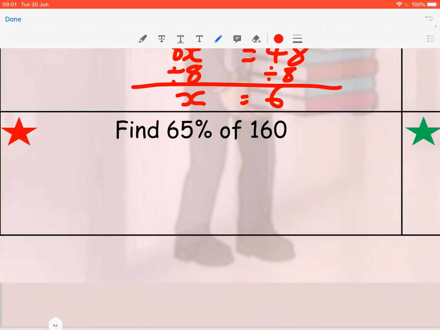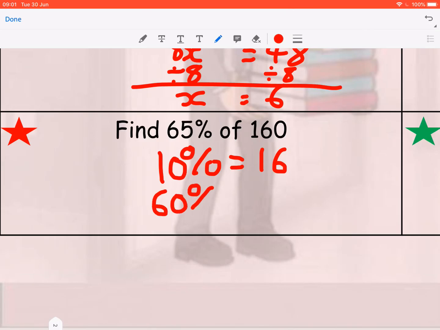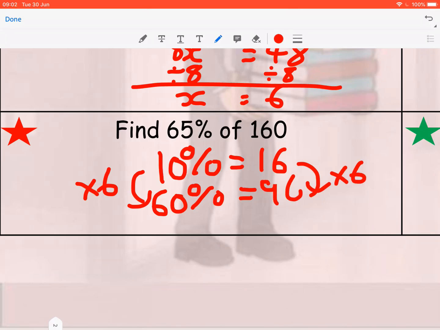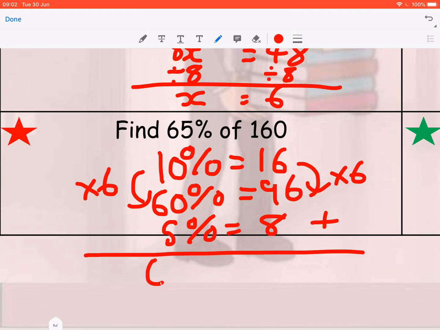65% of 160, always find 10% first. To find 10%, you just got to divide by 10. 160 divided by 10 is 16. Then I want 65%, so I'm going to get 60% first. And then I'm going to calculate 5% and add it on. 10% to 60%, I've got to times by 6. So I do that to both sides. 16 times by 6 is 96. 5% is half of 10%, so 5% would have to be 8. Then what I do is I add up the two bottom ones. 60 plus 5 is 65. 96 plus 8 is 104. So 65% of 160 is 104.